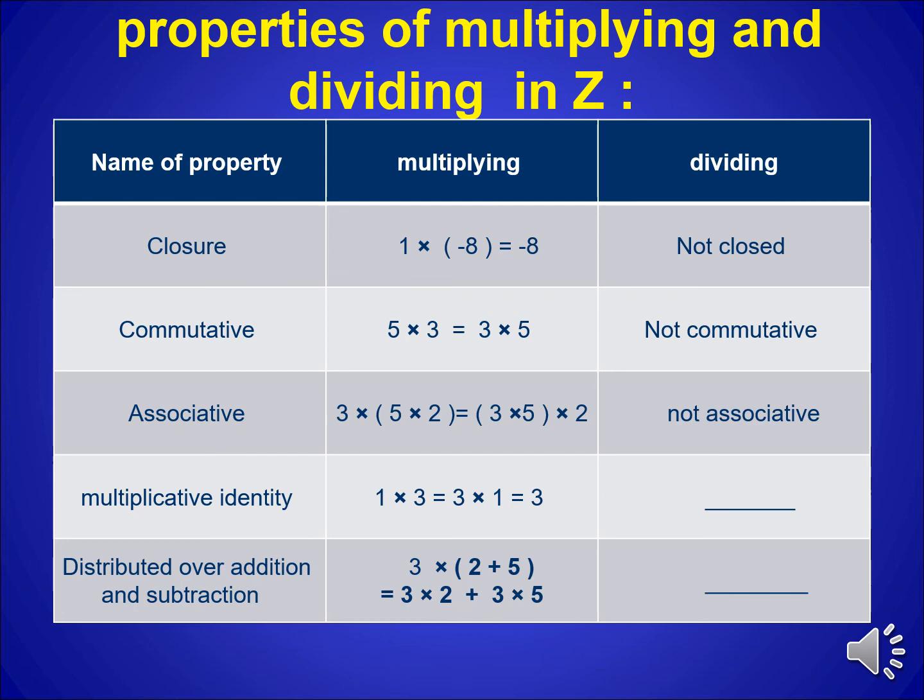The last one in the properties of multiplying is distributive over addition and subtraction. If I have 3 times the sum of 2 plus 5, that means it equals 3 times 2 plus 3 times 5.